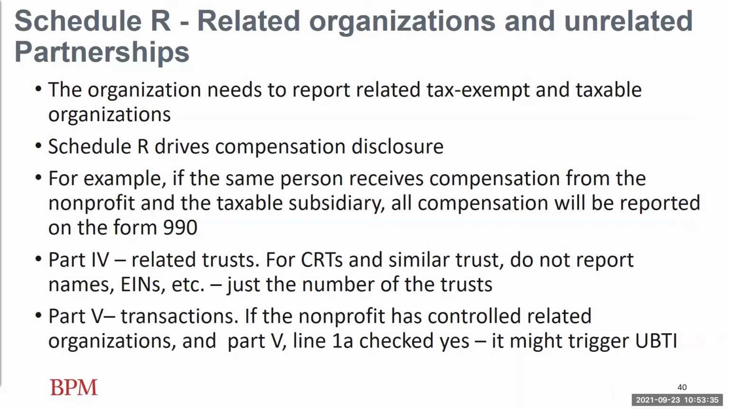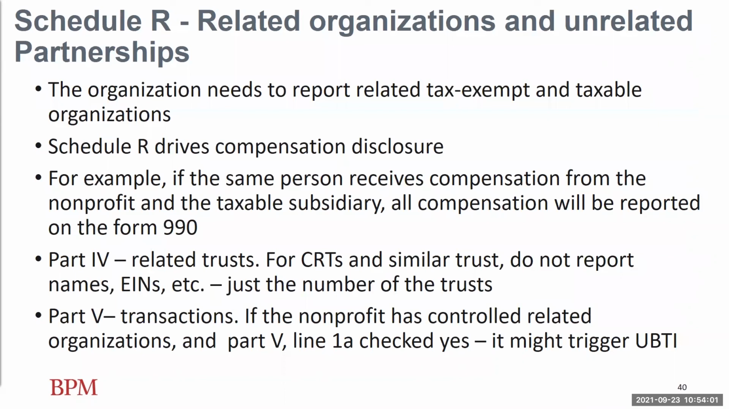When you look at the transactions in Part 5, if you have any amounts on line 1 and check yes, it can trigger unrelated business income. So when you're reviewing it and you see it, your question to prepare will be: I can see it listed, so why is it not UBTI? Yes, you have to document why it's not an unrelated business.